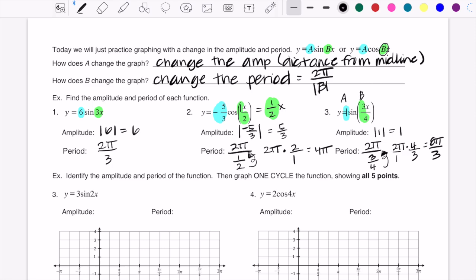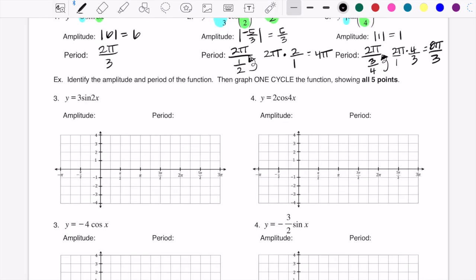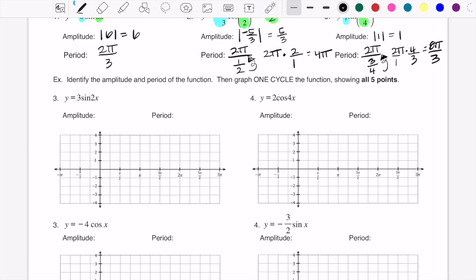Okay, so let's go ahead and take a look at number 3 right here. Oh, we got some weirdo numbers, but that's okay. It goes 3, 4, 3, 4, and there was already a 3, but we'll be fine. Okay, so for this one, same thing we just did. We're going to find our amplitude, and then we're going to find our period, and that's going to help us with this graph. Okay, so this is A, this is B.